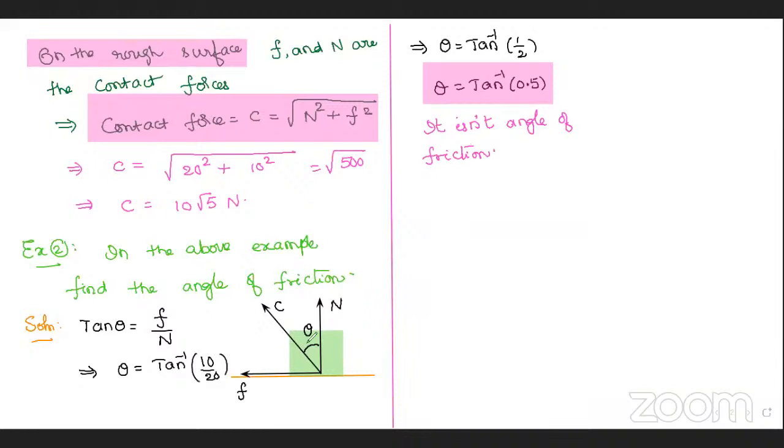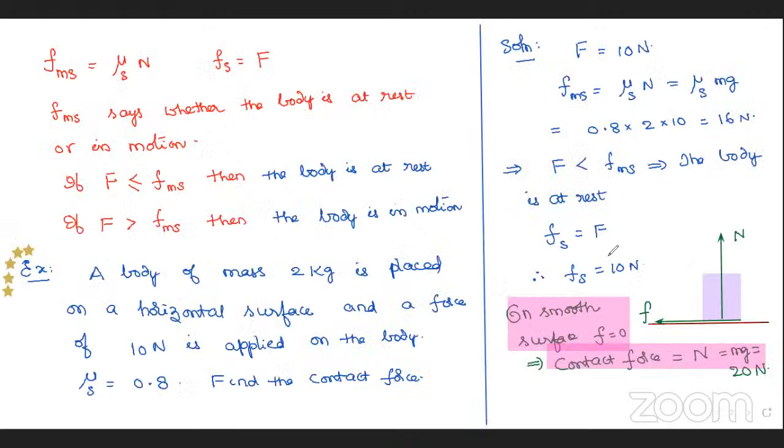Why? Because at this time the body is at rest, or in a state of motion about to slide. Maximum static frictional force is 16, but applied force is not 16. Means static friction I am not getting is 16. This is 10 only. That's why it is not in a state of limit, means about to slide.